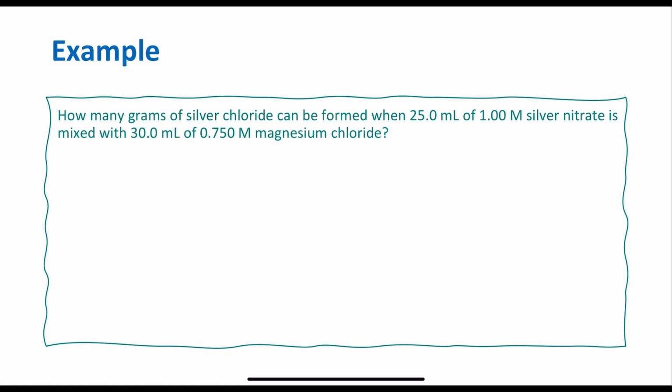What's next? How many grams of silver chloride can be formed when 25 mils of a 1 molar silver nitrate solution is mixed with 30 mils of a 0.75 molar magnesium chloride solution? Let's write out that reaction.